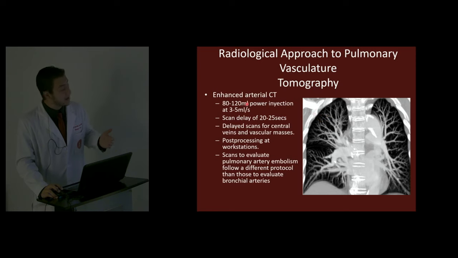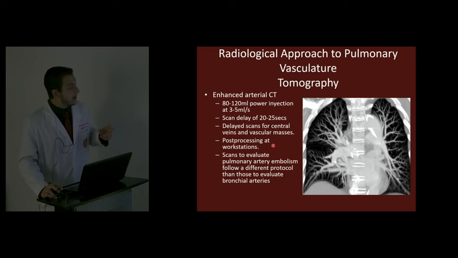And these requisites are some of the following. We have to get a power injection of 80 to 120 milliliters at a speed of 3 to 5 milliliters per second. Sometimes you have to make the arterial phase 20-25 seconds after the first push. There are some articles that say that 15 seconds is the best way. You have to take delayed scans if you want to assess central veins in vascular masses. There's still post-processing at certain workstations, so we can see the maximum intensity projection, like in this example.